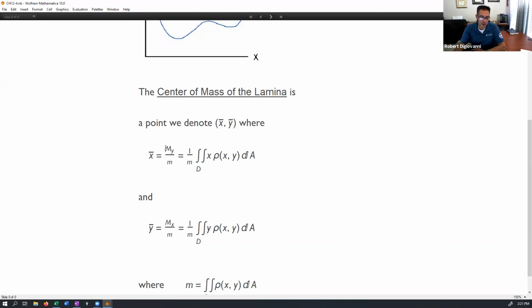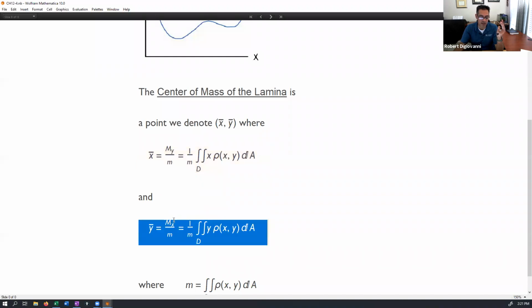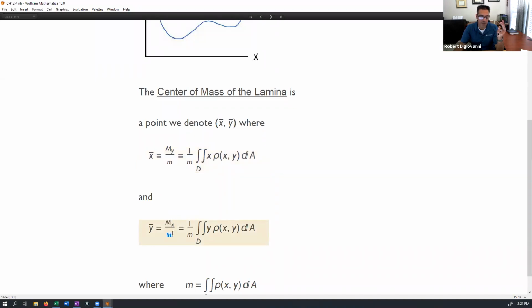So you'll need the moment about y over the mass. That's 2 integrals. Then you need the moment about x. That's a 3rd integral over mass, but you've already done the mass.